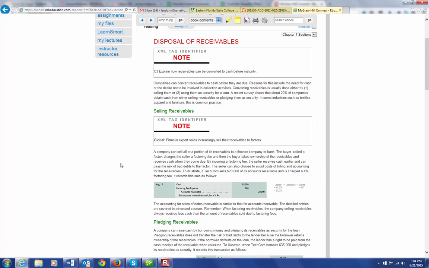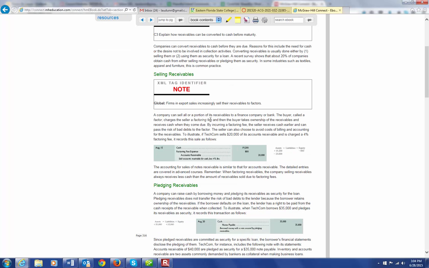So when you sell receivables, you can sell all or a portion of your receivables to a finance company or a bank. The buyer is called a factor, meaning the bank or the finance company is the factor, and you're the seller. You're selling your accounts receivable. And they're going to charge you a factoring fee for taking on your accounts receivable, because they're actually taking ownership of that, and by doing that they're taking on the risk that some of those accounts receivable may not be paid.